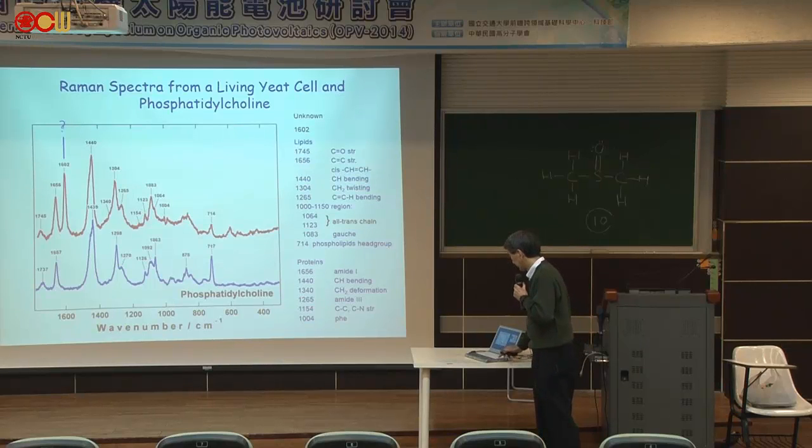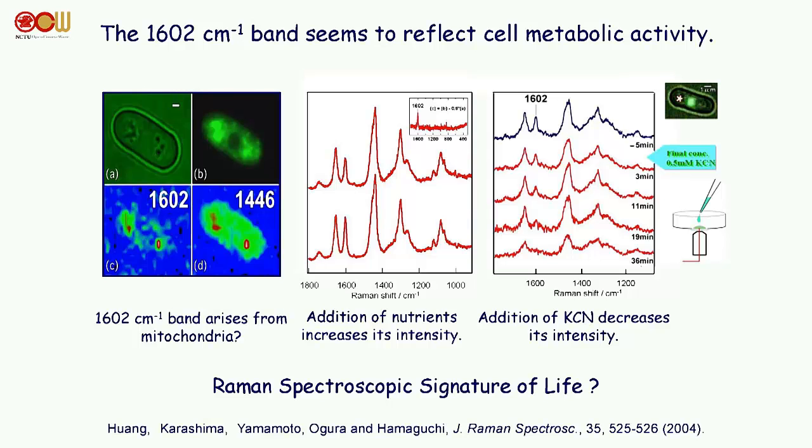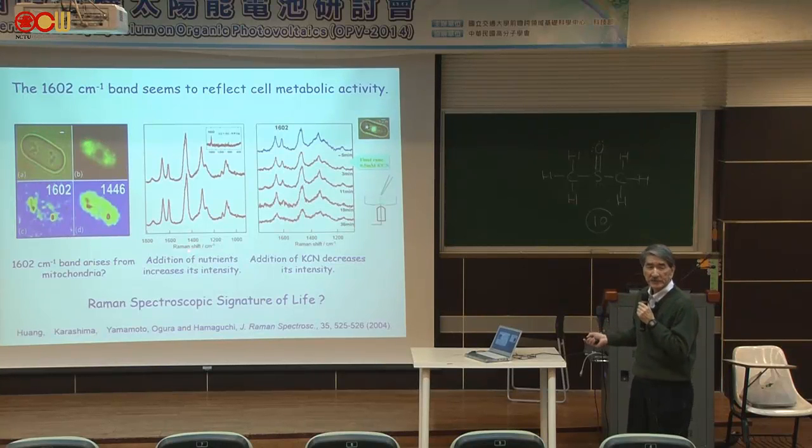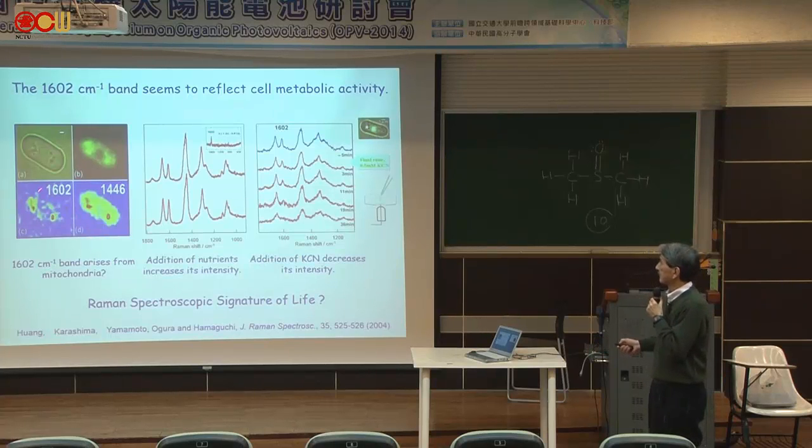But we did many things about this one. So the 1602 wave number band here seems to reflect cell metabolic activity, that we found. Firstly, if we do the mapping, then this is a microscope image. This is a mitochondrial image obtained by GFP labeling. So this is a 1602 distribution, and this is the lipid Raman band, 1446. So it seems that the 1602 wave number band arises from mitochondria because the distribution is very similar. So we first thought that this band comes from mitochondria.